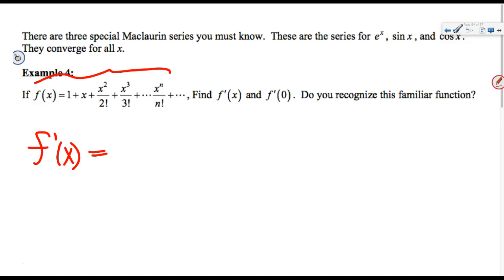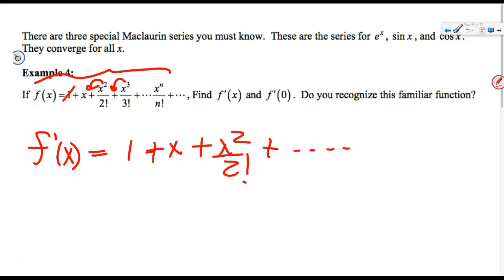Okay, here I go. The derivative of 1 is 0, but then I get 1 plus. Bring the 2 out front, cancel it with the 2 on the bottom, and I get an x. Plus, bring the 3 out front, cancel it with the 3 on the bottom, because the bottom has a 3 times 2 times 1. And what do I get? x squared over 2 factorial. And guess what? Take the third one, fourth one, doesn't matter, right? Blah, blah, blah. Do you recognize this? You ought to, right? This is e to the x again.